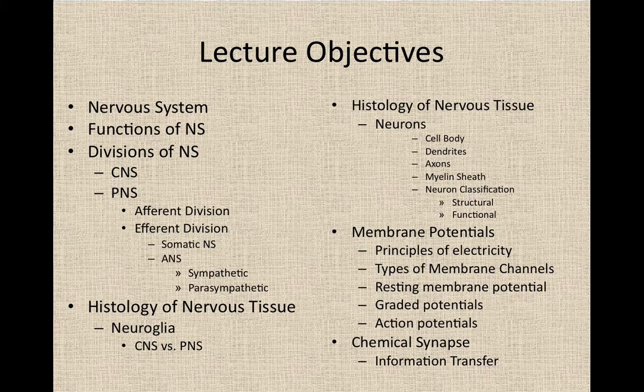We'll discuss the different cells of the nervous system, and you're going to want to know what is in the central nervous system, what's in the peripheral nervous system, and what they are doing in each area. We'll be talking about the membrane potentials, which we had started talking about when we discussed the muscles and the neuromuscular junction. And this is going to be discussing the principles of electricity, resting membrane potential, and how that's activated to send signals down the nerves to activate other cells in the body.